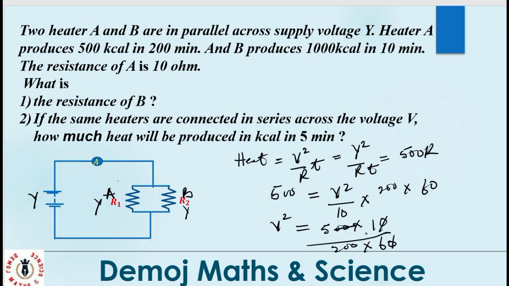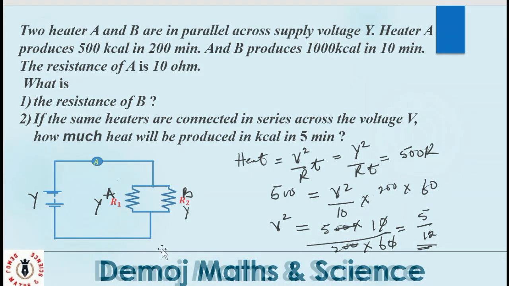The zeros cancel, and I'll be left with 5 over 12. Now I can take it that V squared is 5 over 12. Since I'm going to look for the resistance of B, I'll just leave this as V squared because I'll still use the same V squared in looking for the resistance.